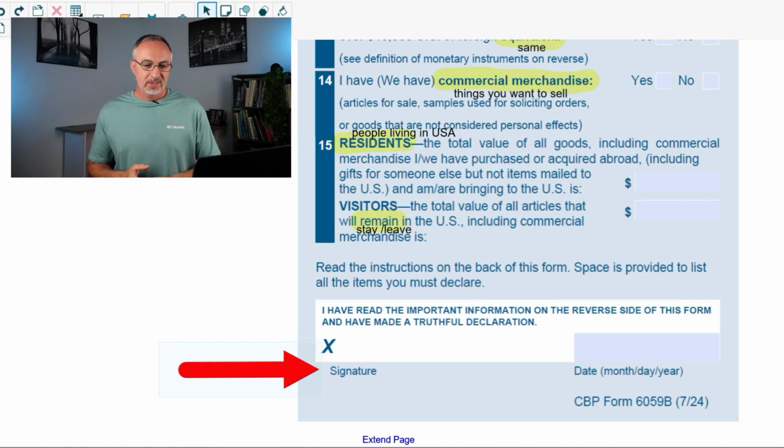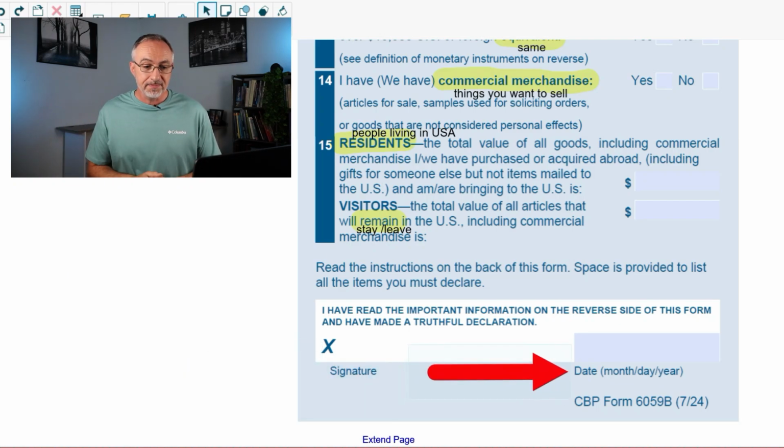And at the bottom here, you can see you have to put your signature, right? So you're writing your name and the date. Remember, in the United States, month, day, year. When you turn over the form, on the back side of the form, it looks like this.